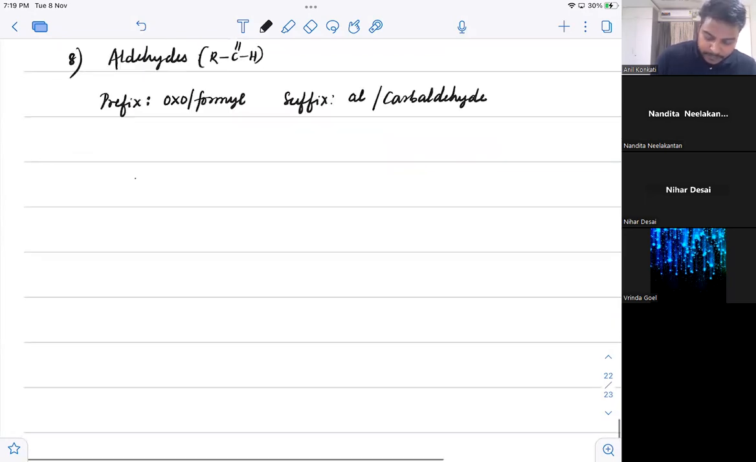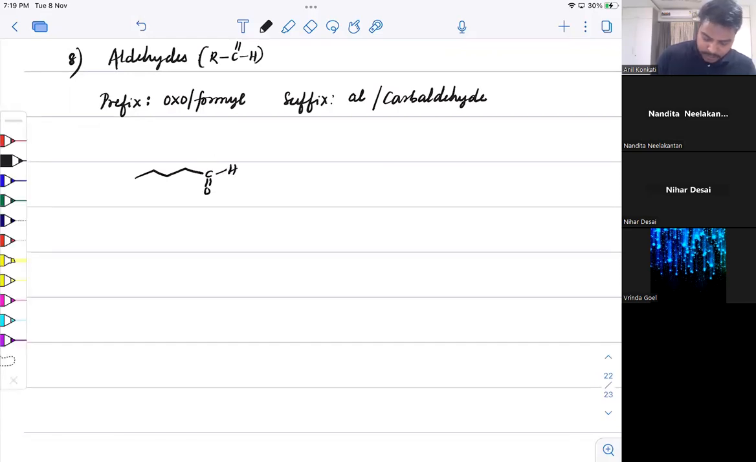For instance, if I have here C double bond O and H, the numbering must start from here. So 1, 2, 3, 4, 5. The name for that is pentanal. Okay.